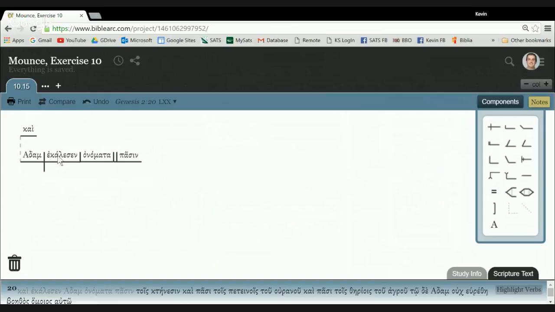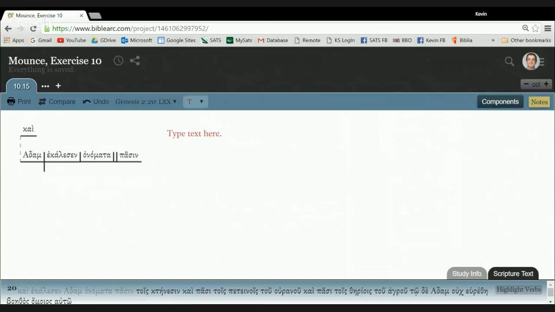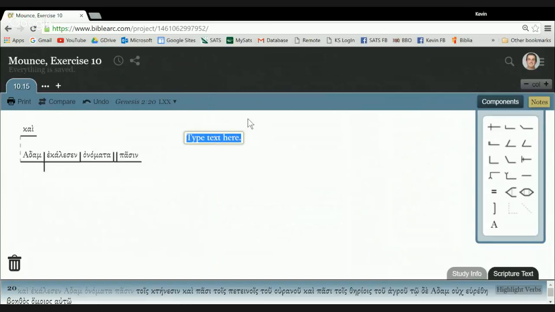So the main verb, ekalesen, he called. The subject is Adam. Now, Adam is borrowed from Hebrew. So it was a man's name, Adam.